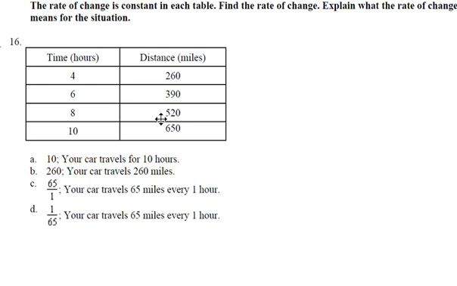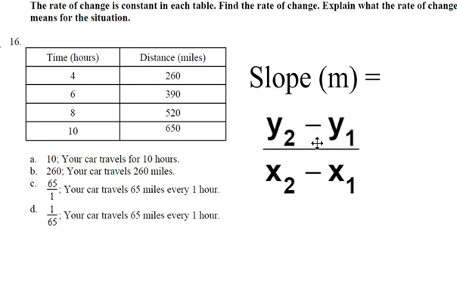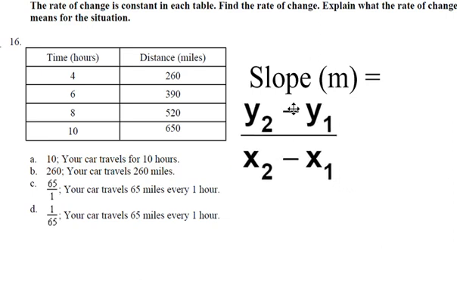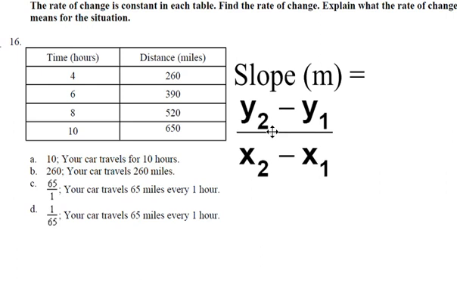Every time that we figure out slope or rate of change given a table, we have to use the slope formula, m equals y2 minus y1 over x2 minus x1. When we have a graph, we used rise over run, but now we're using y2 minus y1 over x2 minus x1 because we don't have a graph, we have the table. It's the same formula, but it's the change in the y's, which is your rise, over the change in the x's, which is your run.